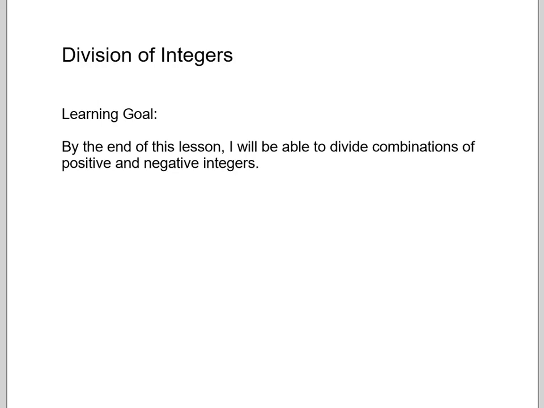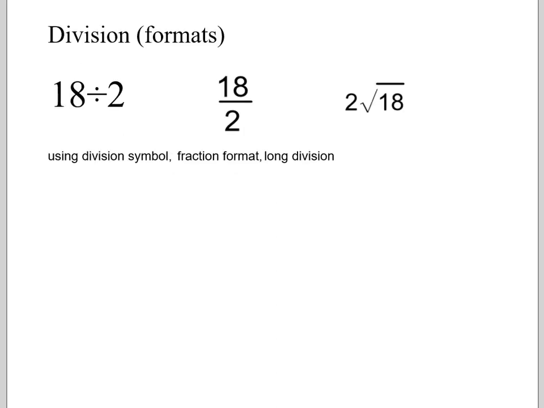Alright, let's do some dividing of integers. By the end of this lesson, I'll be able to divide combinations of positive and negative integers. So let's get right into it.